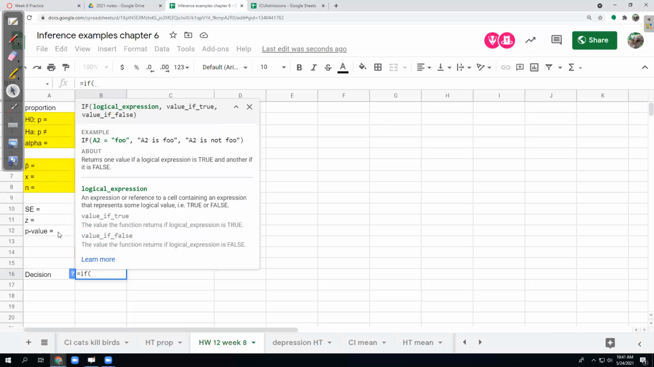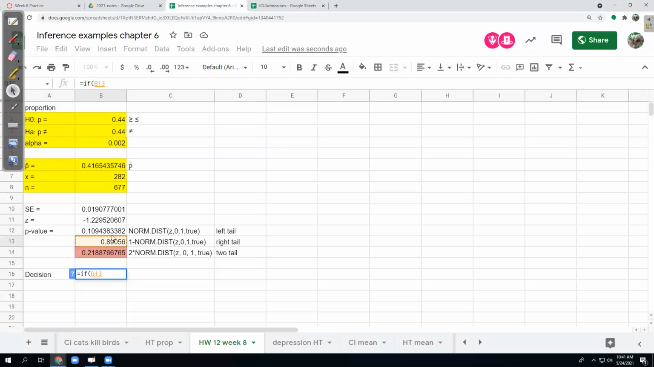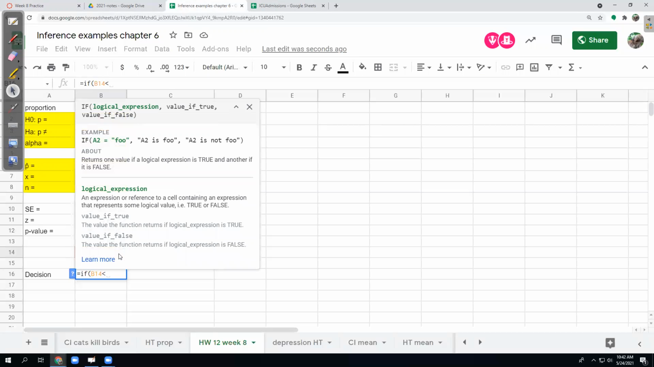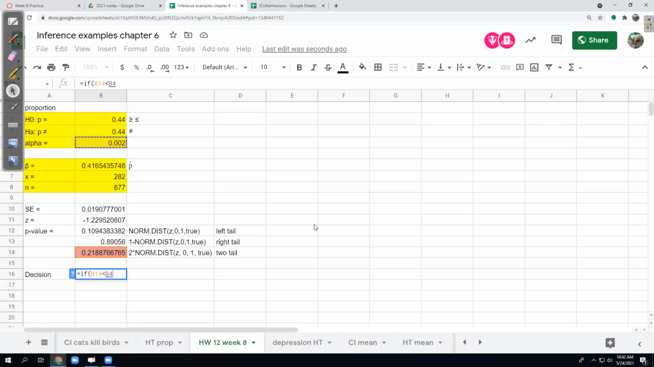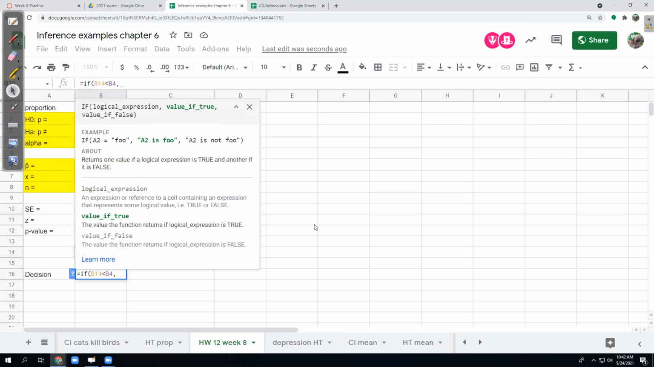So if my p-value, and the problem is which p-value do I use, right? That depends on the test. So that's a whole other issue. Could we write an if statement to pick the right one here? The answer is yes, but I'm not going to get into that here. Knowing that this is a two-tail, I can say if that p-value is less than alpha over here, then comma, I can have the computer spit out the phrase reject null. Otherwise, if that wasn't true, I can have it spit out the phrase fail to reject.